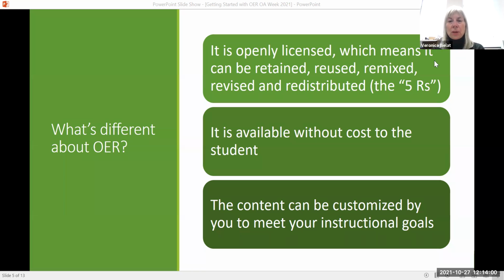But I think what's most important in our discussion today is that the content can be customized by you, the instructor, to meet your instructional goals. So that is, I think, a really important part. And it is true that commercial textbooks do, in many cases, provide for customization, but that customization has to be done in conjunction with one of their staff people, and is usually something that takes quite a bit of time. It's not something that can be done on the fly.